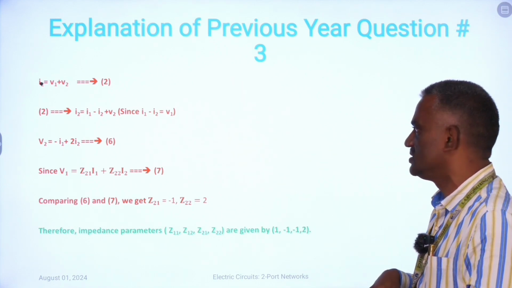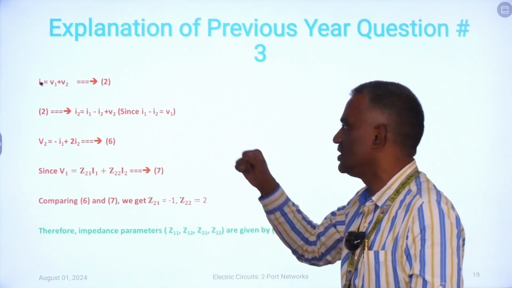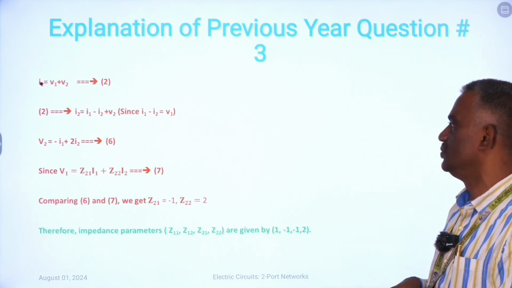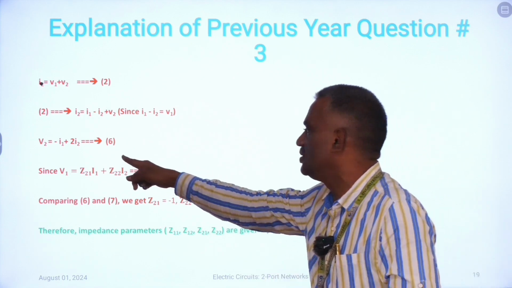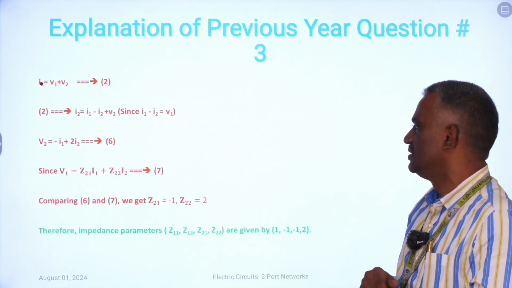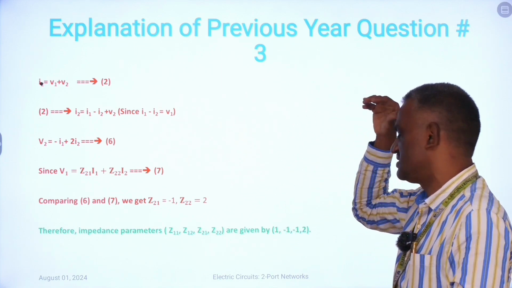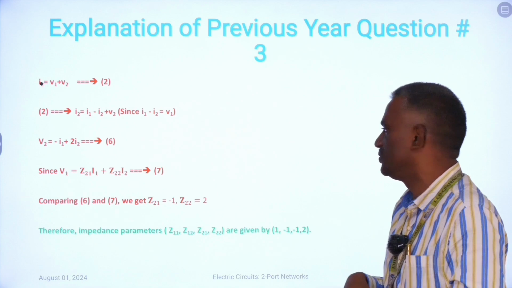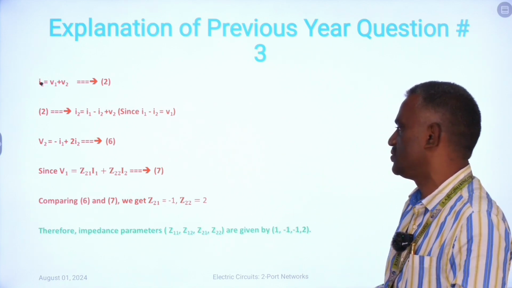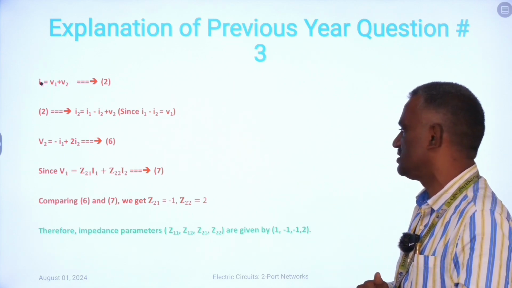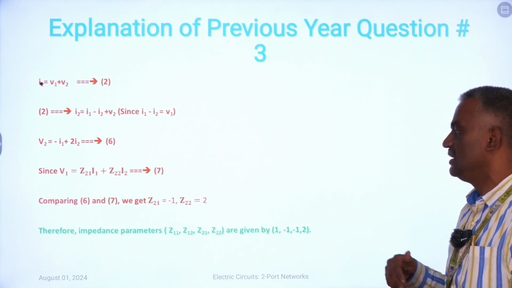I'm modifying equation 2 by substituting the value of V1, which is I1 minus I2. So I'll be getting I2 is equal to I1 minus I2 plus V2. When you simplify this, you'll be getting V2 is equal to minus I1 plus 2 I2. Now I'm going to take the next equation from the Z parameters, that is V2 is equal to Z21 I1 plus Z22 I2. I'm going to compare equations 6 and 7, and then I'll be getting the values of Z21 and Z22.